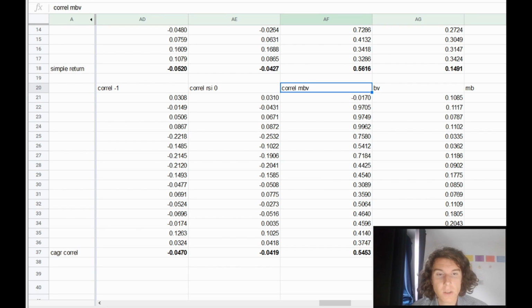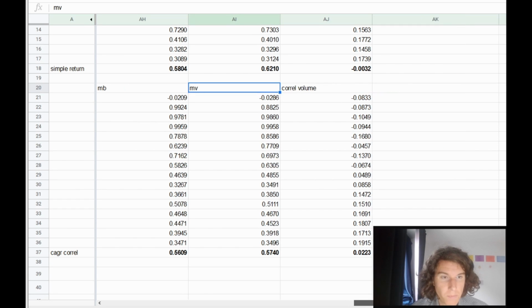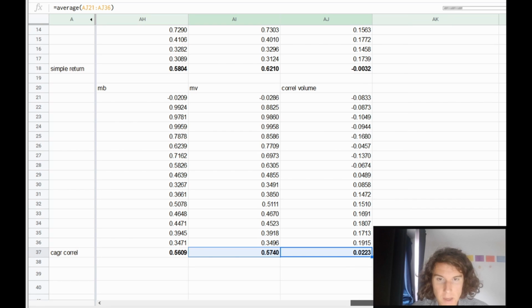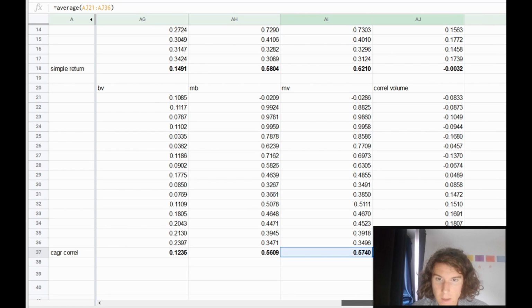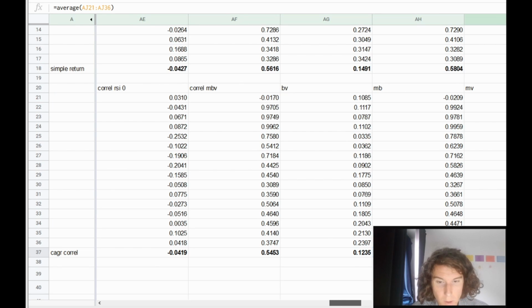These are the combinations of multi-momentum times beta times volume over trade, then beta times volume. Then we have multi-momentum times beta, multi-momentum times volume, and the correlation to the volume. And if you look down there, the volume has very little correlation, basically none. Then the multi-momentum and volume has 57%. Then multi-momentum beta has 56%. Then beta and volume have only 12%.